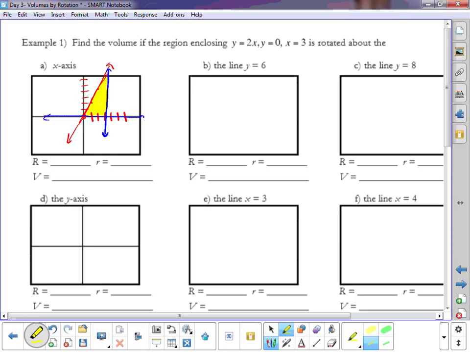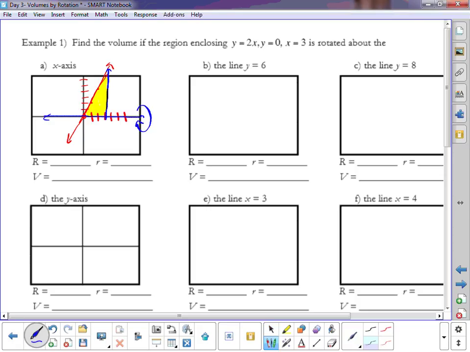Once again, they're going to give us a region made up of certain functions, certain lengths. We're going to take this region and rotate around these different scenarios. Our first scenario says around the x-axis. Let me bring this up a little bit so it's easier to work with. Okay, so I'm rotating around the x-axis.